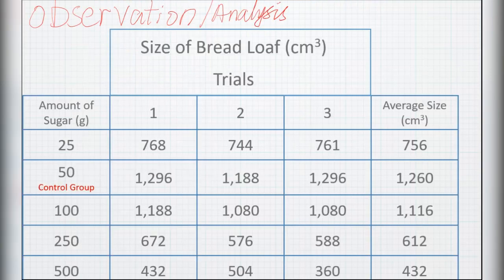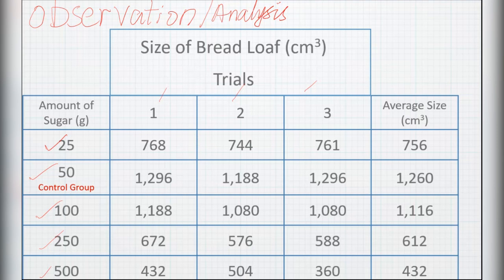This is the table for observation and analysis. First column, amount of sugar he is using. He used 25 gram, 50 gram, 100 gram, 250 gram, 500. And then 3 trials for each amount of sugar. 25 gram, first trial, second trial, third trial. 50 gram, 1, 2, 3. And you got 3 numbers, add them up, divide by 3, you get average size.